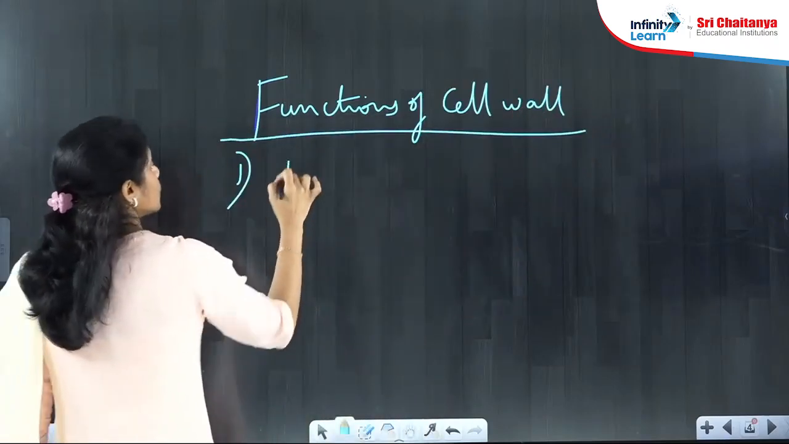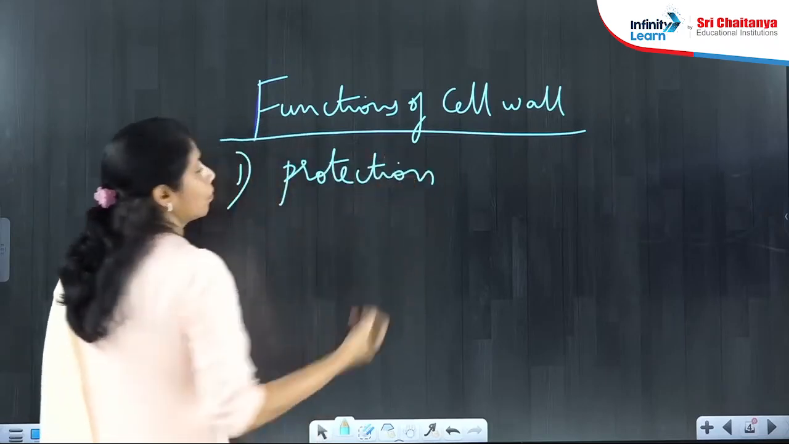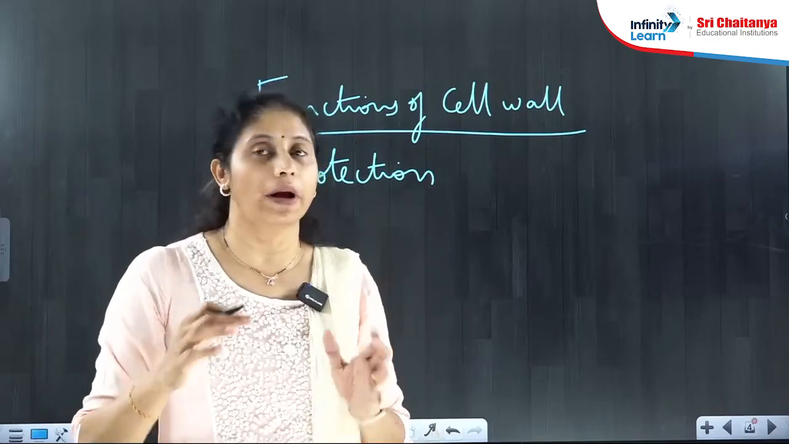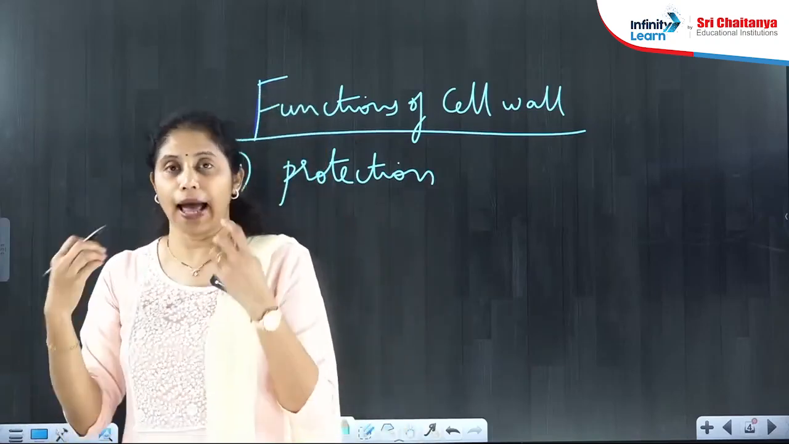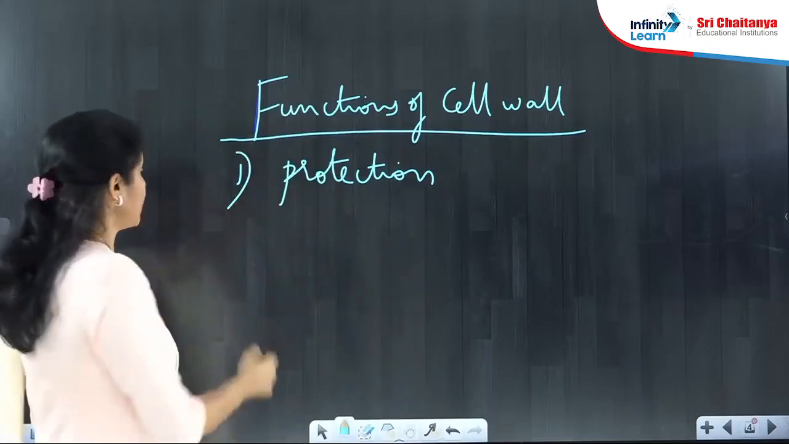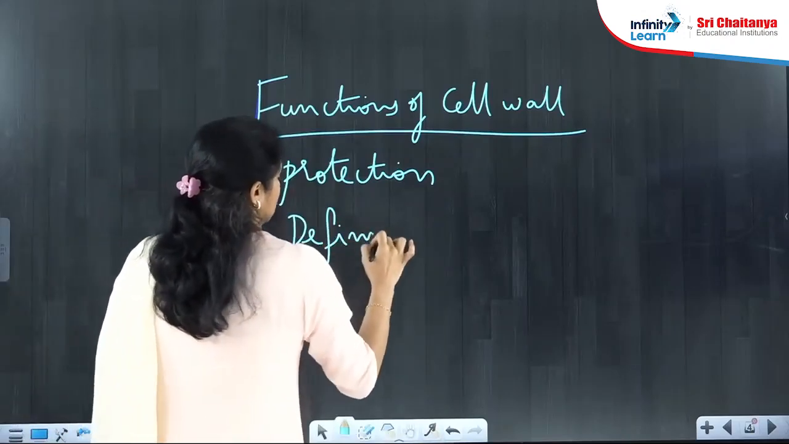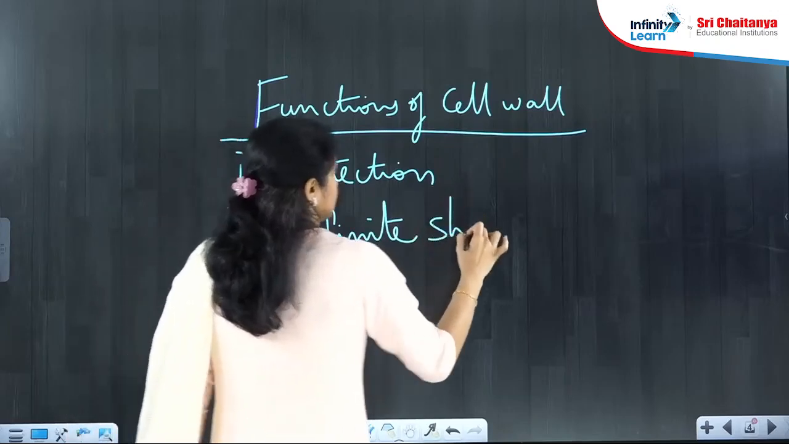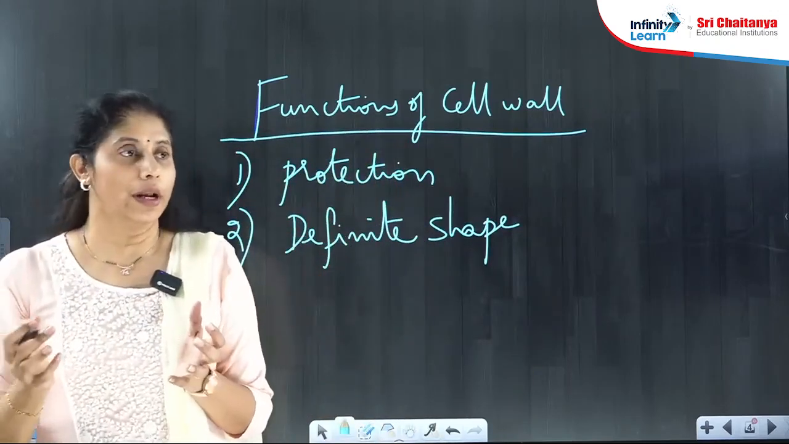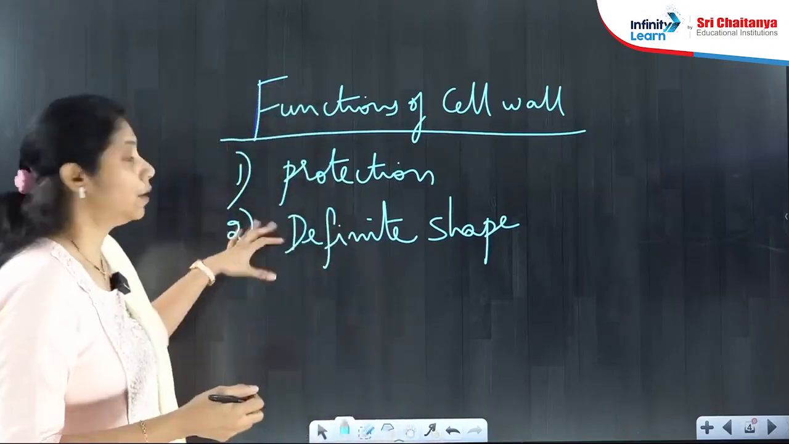First thing, it gives protection. It will be giving the protection from the external environment, from different organisms, from different animals. The cells are being protected by the cell wall. That is the main function. Next one, it gives definite shape to the cell. As it is the outermost boundary in the plant cell, algal cell and fungal cell, they will have a definite shape because of the cell wall.